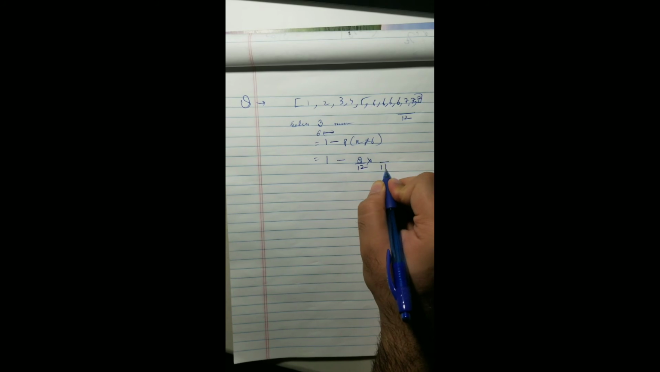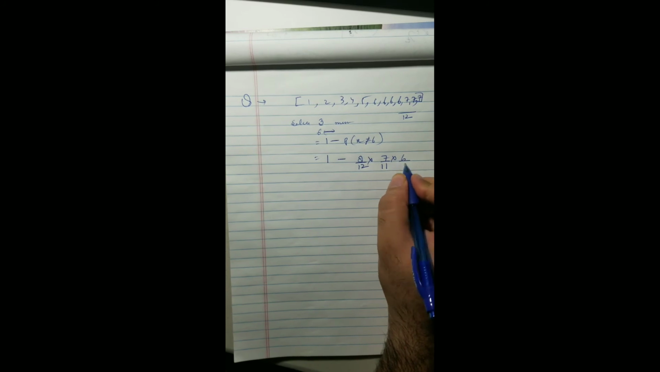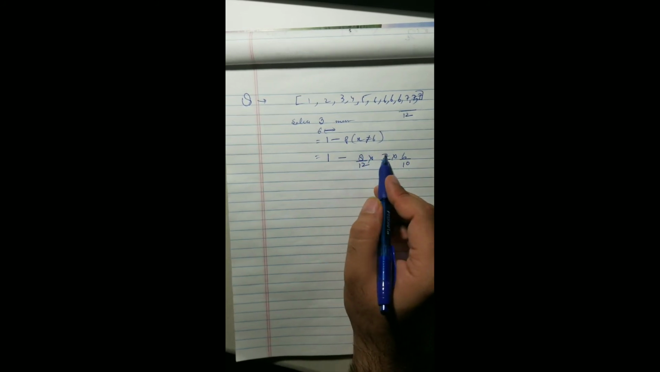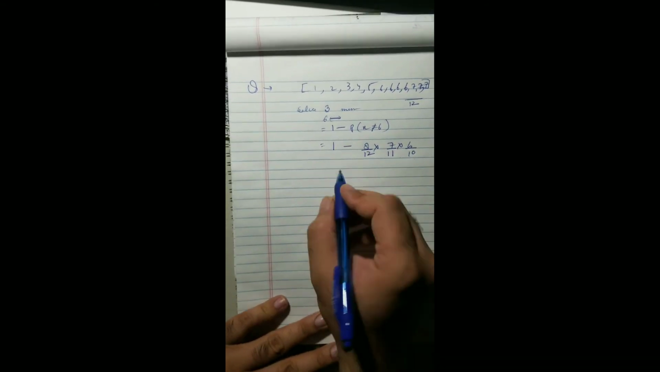What we are left with is 11, right? And what we are left with is 7 into 6 by 10. That's how we do it. We decrease the count, and we're decreasing the count here as well because that's what is left. Now I'll come to that formula.